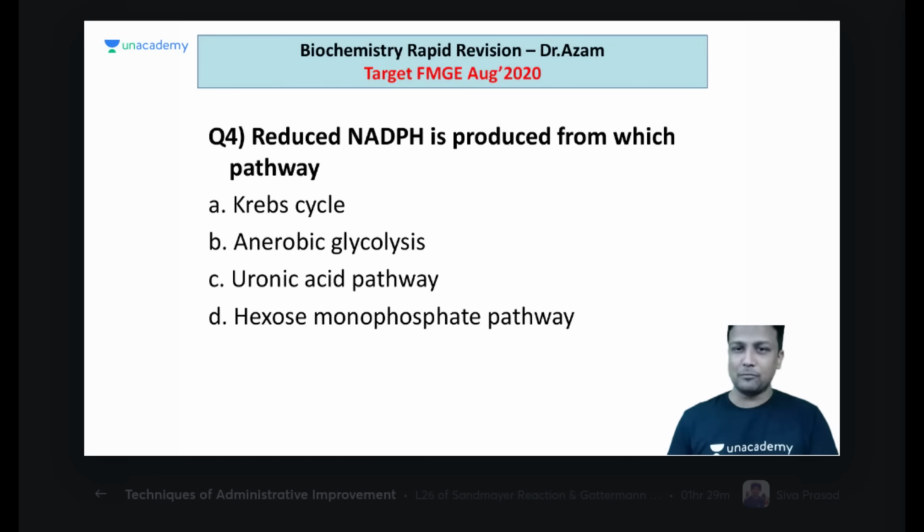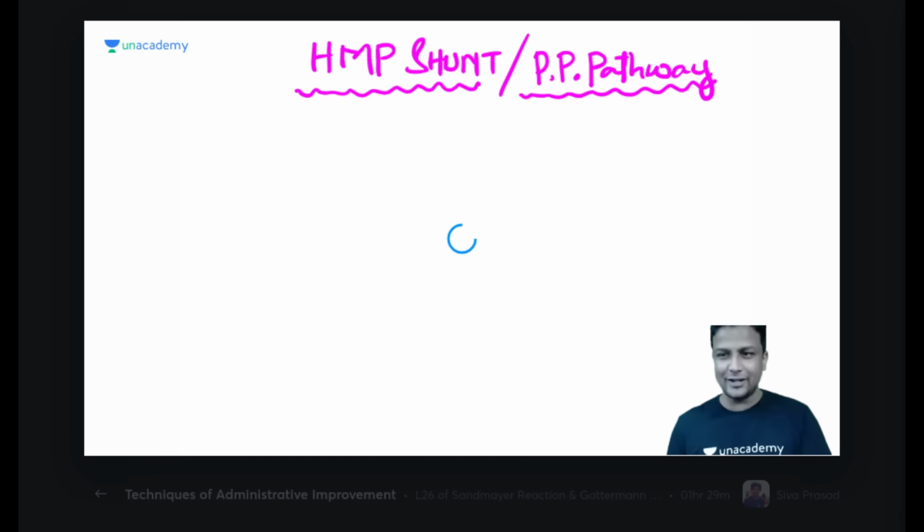Now, welcome to the next question here. Reduced NADPH is produced in which pathway? Reduced NADPH is produced from which pathway? And again, with the help of this question, we are going to study the concept. Which pathway are we going to learn right now? That is your HMP shunt. HMP shunt is also known as the pentose phosphate pathway.